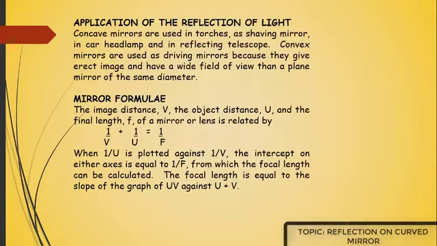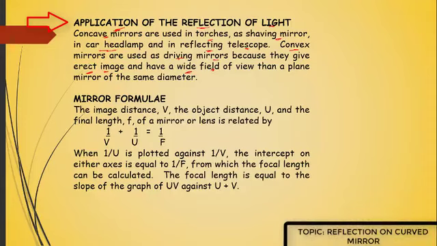Now, let's look at the applications of reflection of light. We see it in concave mirrors, used in torches, shaving mirrors, car headlamps, and reflecting telescopes. On the other hand, convex mirrors are used as driving mirrors, because they have a wider field of view. They are diverging mirrors, and the images they give are more erect than the images of concave mirrors.